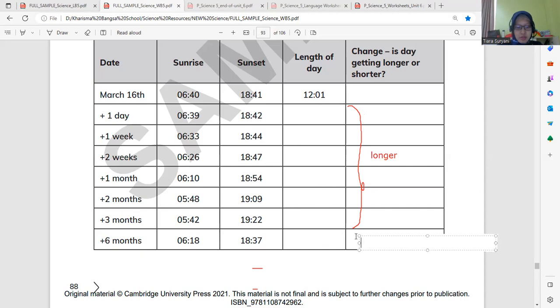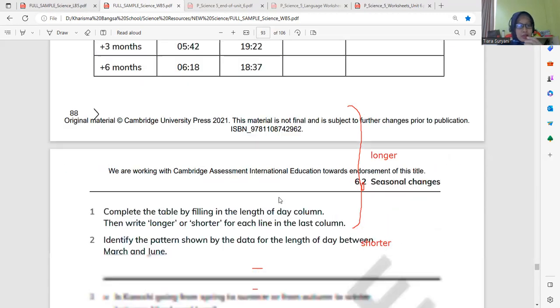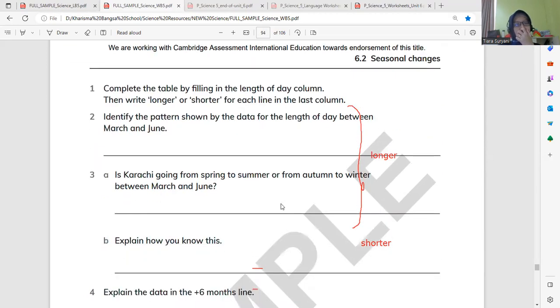And then the last one is shorter, okay, and we have to think not only about length of day but also the season. Okay, let's answer this one first.